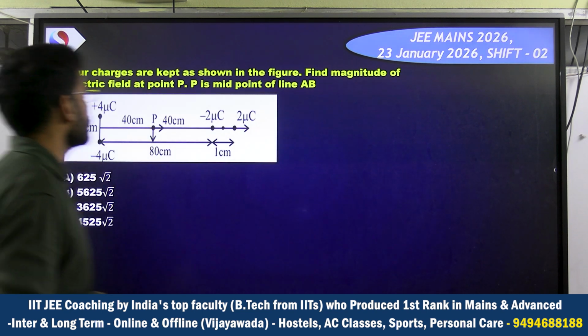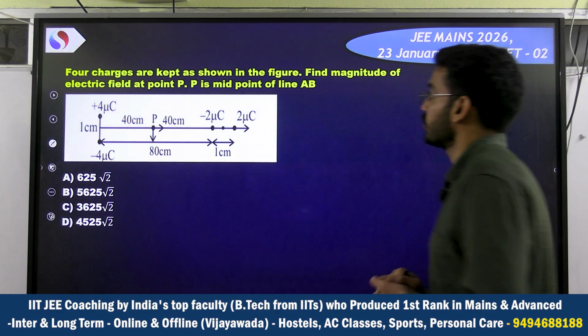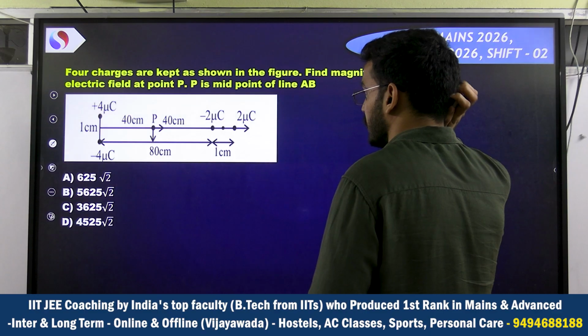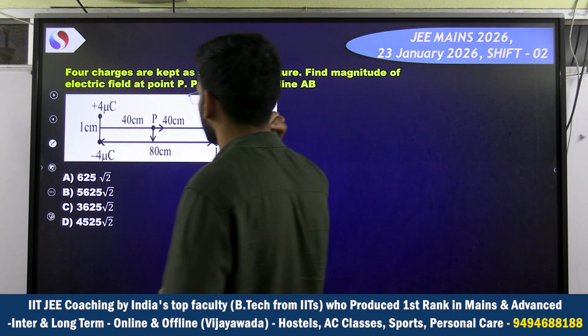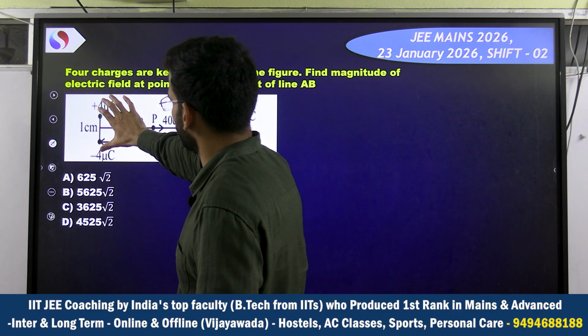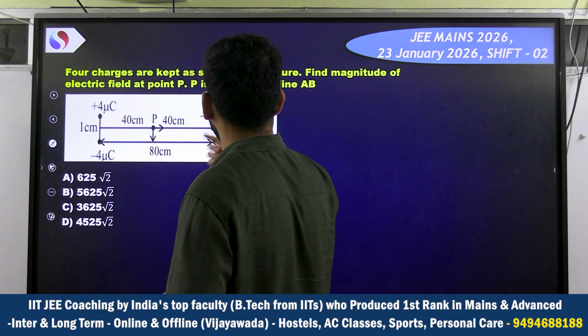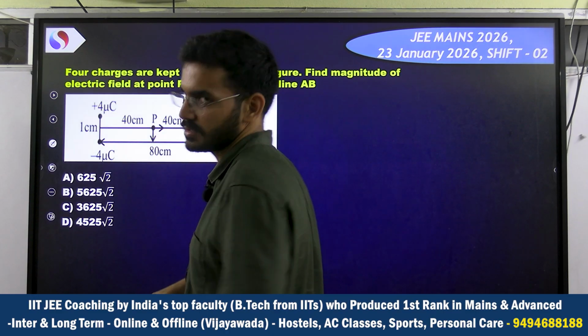4 charges are kept as shown in the figure. Find the magnitude of electric field at point P. P is the midpoint of line AB. Okay. So here you have to understand that he is talking about something like a dipole. According to this dipole, P is on the equatorial position, right? And according to this other dipole, it is on the axial position, right?